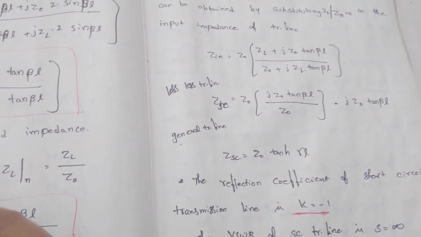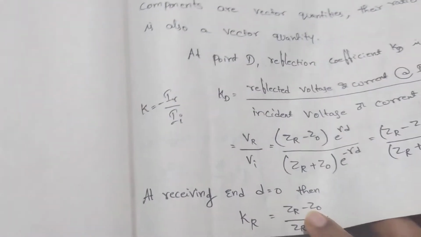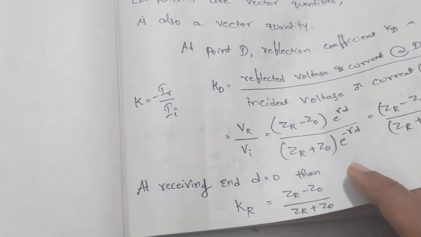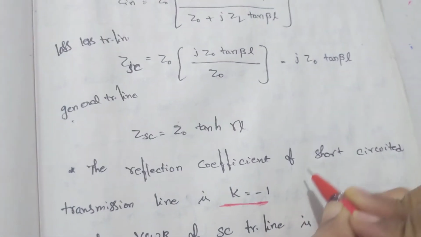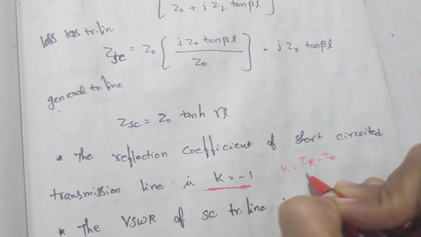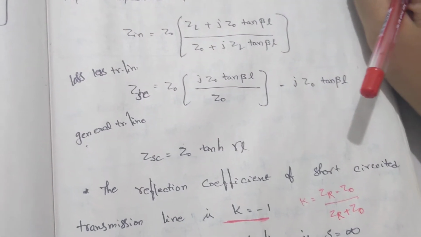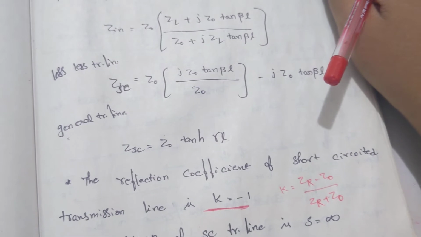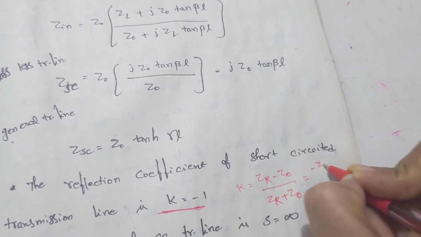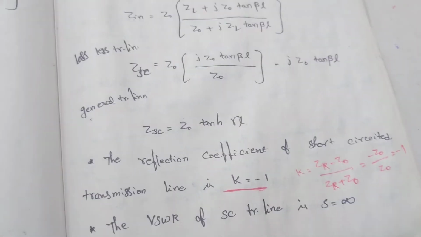You may ask how we can say that K equals minus 1. We already know the coefficient of reflection: K equals ZR minus Z0 divided by ZR plus Z0. For the short circuit line ZR equals 0, so by replacing ZR equals 0, the K value will be minus Z0 divided by Z0, which is nothing but minus 1.